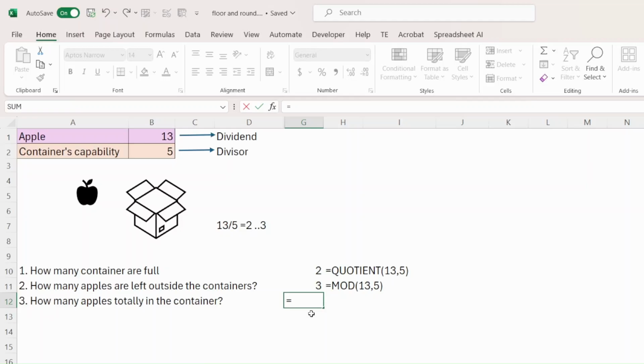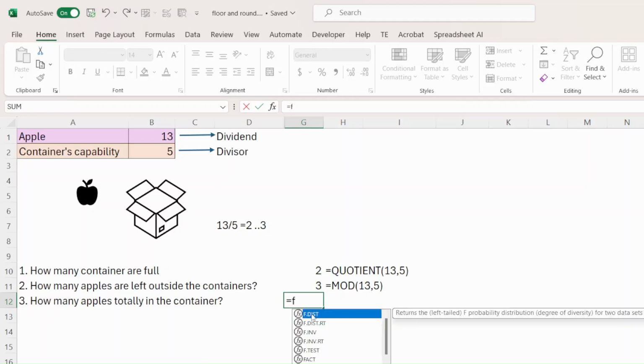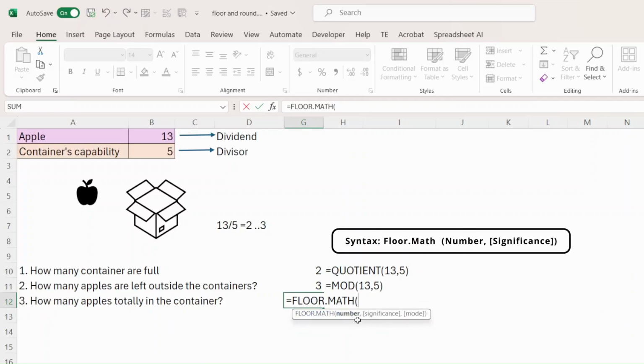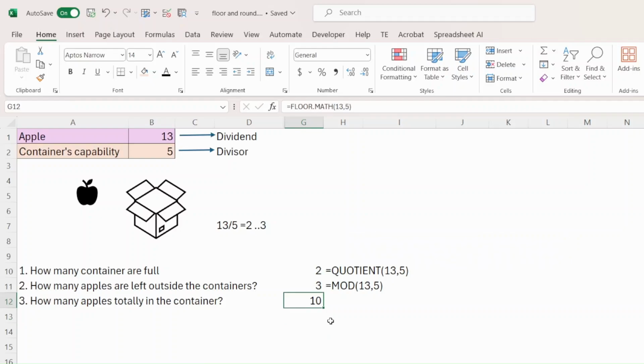But here's another function called FLOOR.MATH. The syntax: the first one is the number, which represents the dividend, so you can put 13, and the second one signifies the divisor. And you can get the rounded-down number, which is 10.